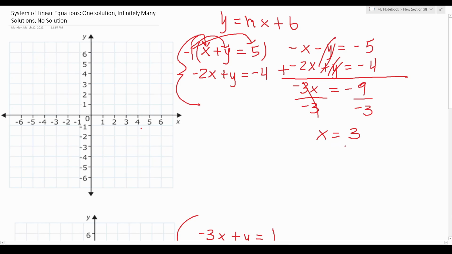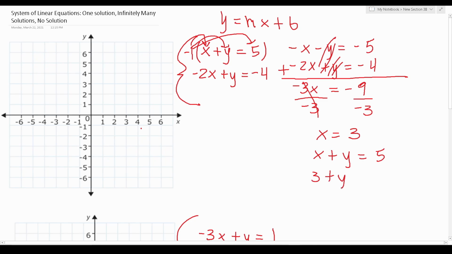Now that we've solved for x, we want to solve for y, and to do that, we're going to plug in this value of 3 into x in either of the 2 original equations. As it happens, I think this top equation is pretty easy to work with, so that's where I'm going to plug it in. Again, this top equation was x plus y equals 5. We now know x is 3, so let's plug that in.